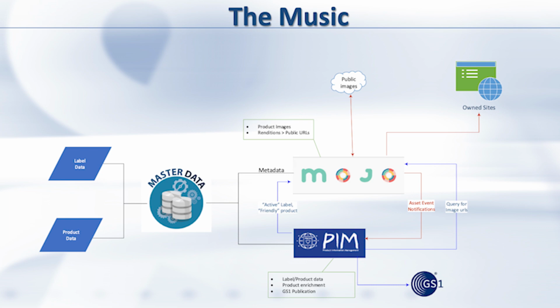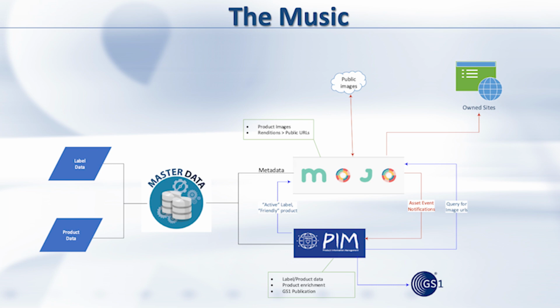I connect up to the master data. For us, it's about labels and it's about products. I pull that data in and I make it metadata in my system, okay? And then along came PIM. They take advantage of the same master data, right? So now, as you might guess, we're going to be speaking the same language because they understand what a label is, they understand what a product is, I understand what a label is, and I understand what a product is.